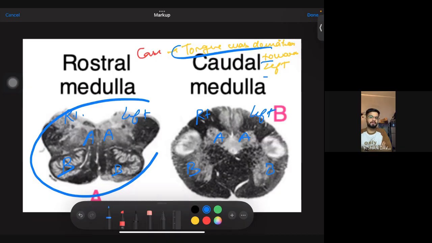Tell me what nerve controls tongue. Hypoglossal. हाइपोग्लॉसल का नंबर क्या है? कम ऑन. हाइपोग्लॉसल का नंबर क्या है? 12. Is 12 a factor of 12? Yeah. So it is medial. Okay, so A. So it is left A.